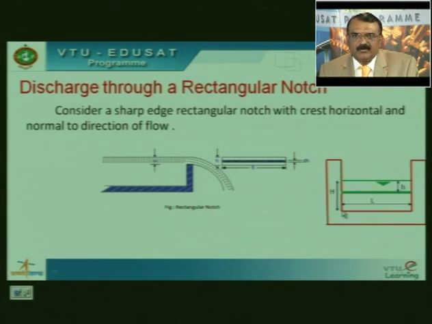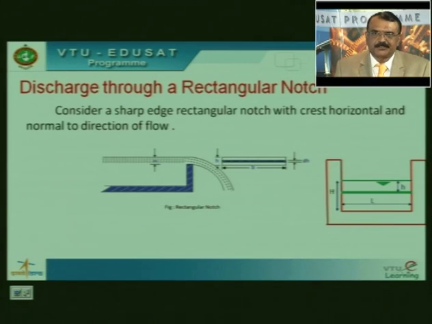Recall that this is your initial level, crest level or sill level. What does it mean? Up to this level there is no discharge over the notch. Once the water level rises above this level, the excess water starts flowing over the notch. Since this is the reference point, we measure the head or the depth of water above the notch with respect to this line. That is why it is called the initial level.